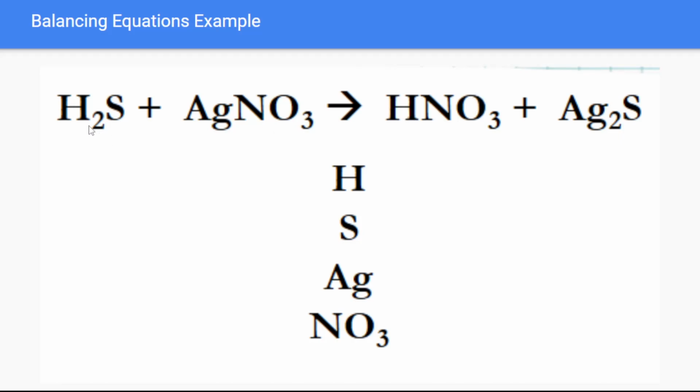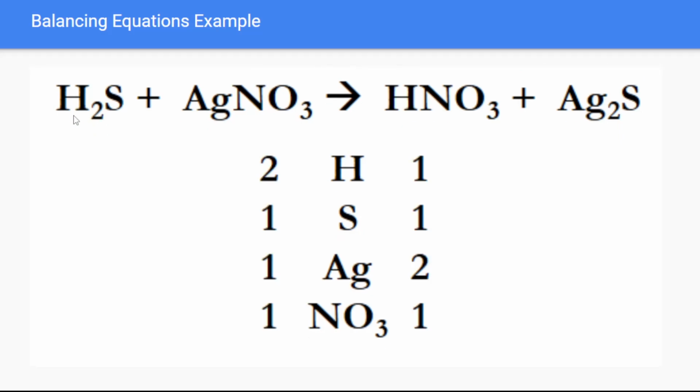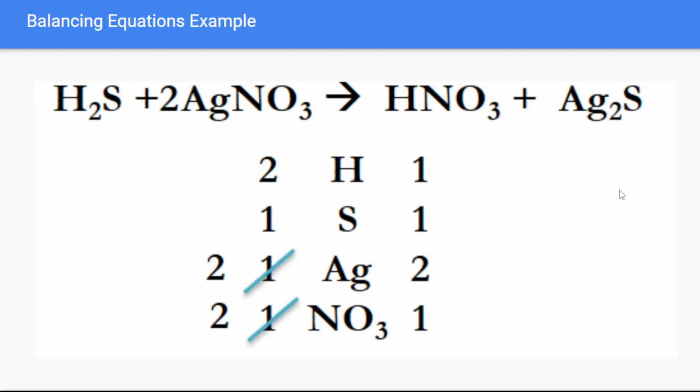So let's count. I have 2 hydrogen. I have 1 silver. I have 1 sulfur. I have 1 nitrate. On the other side, I have 1 hydrogen, 1 sulfur, 2 silvers, and then 1 nitrate. You notice that they are unequal, right? So we can change the coefficients to make them equal.